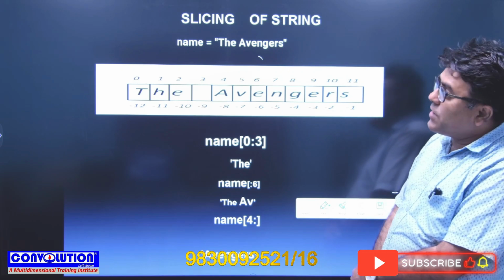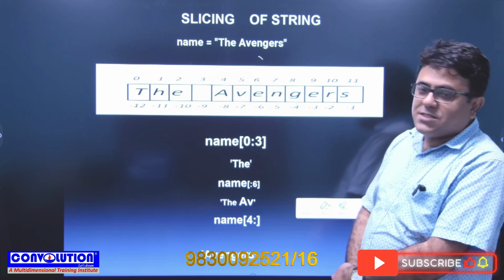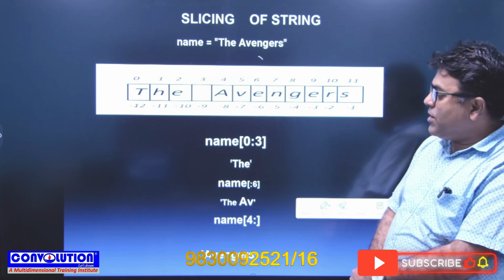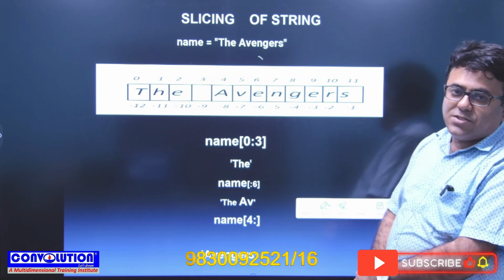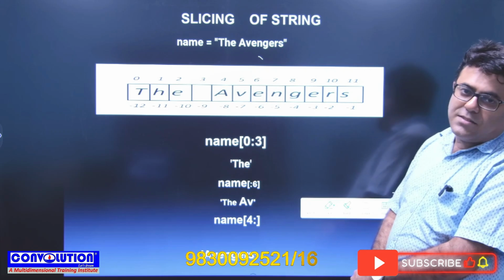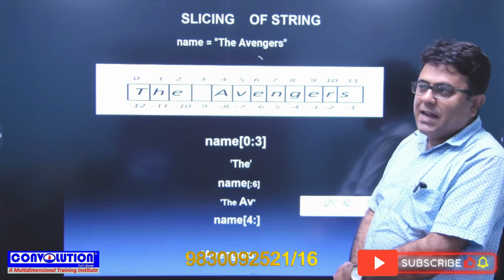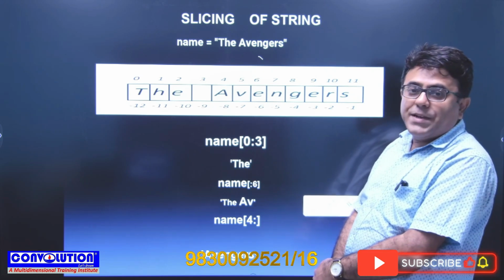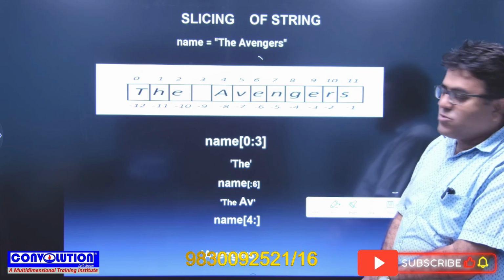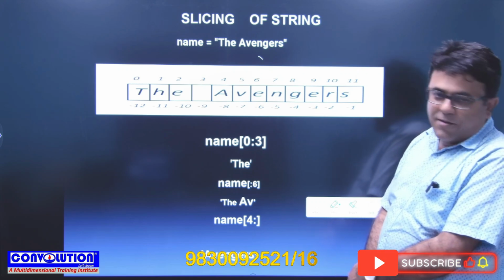If you look at this table, the first character present at 0 is T, and THE means 3 characters I am extracting. So my output is THE. Again, 0 is my starting number or starting block, the starting position, and after the colon I am specifying how many characters I am going to extract from this memory block. So I am saying 0, 3, and my output is THE.